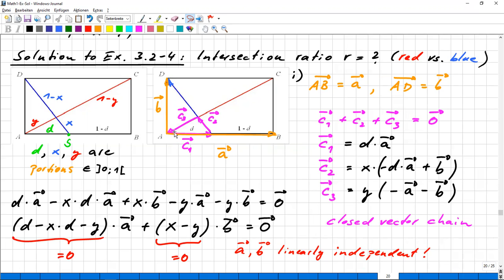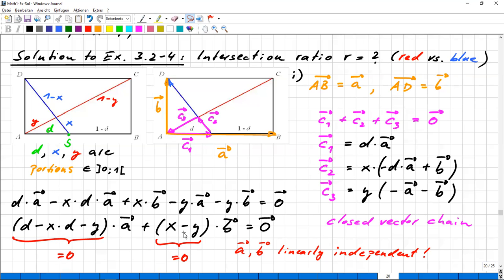Just try to go a certain amount in this direction and then a certain amount in the vertical direction, and then try to arrive where you started. You will never make it. And because you will never make it, it means that the only solution to this equation is that the scaling factors are zero. Don't you think this is quite interesting? Here it looks like a closed vector chain, and now we transformed it into, you could say, an open vector chain, which is not solvable except for the trivial solution. And that means this factor must be zero and this factor must be zero.